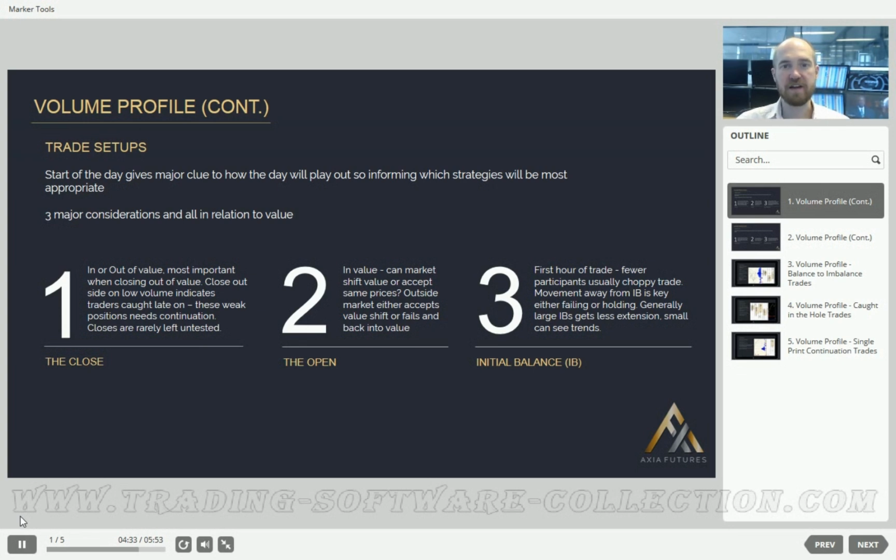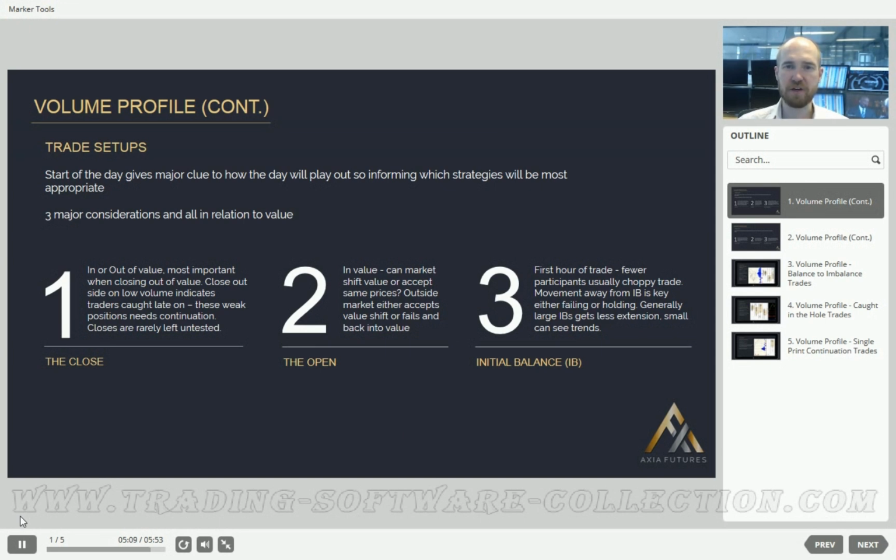Now, next up, the initial balance. This is the actual trade in that first hour. The important thing to note with the initial balance really is the size of the move. If you get a very large initial balance, this is showing that initiative has come in very early and established a range for the day. Generally, very large initial balances don't see too much further range extension because of the fact that positions have been built up very early, and then value is going to establish around where the market has moved to very quickly on the day.